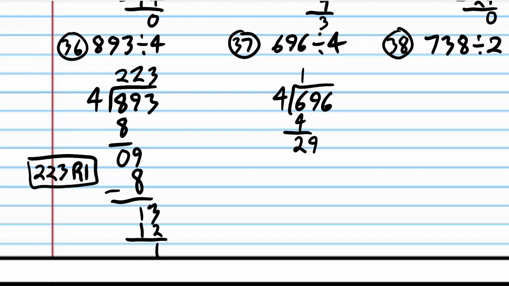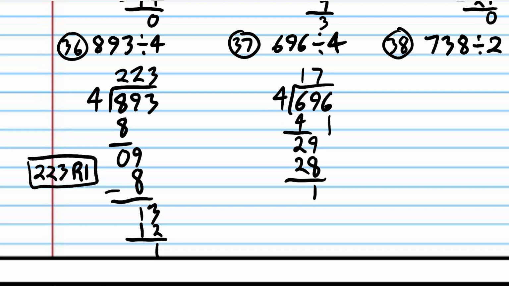Now we start cycle 2. 4 goes into 29 7 times. 4 times 7 is 28. 29 minus 28 is 1. We're done with the second cycle. Now on to the third cycle. Well, first of all, 1 is smaller than 4, so we know we're on the right track.